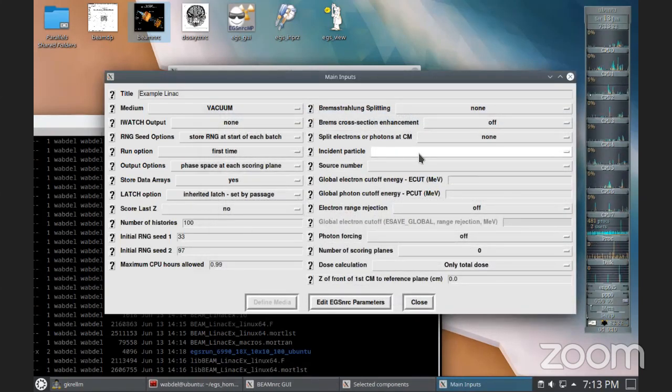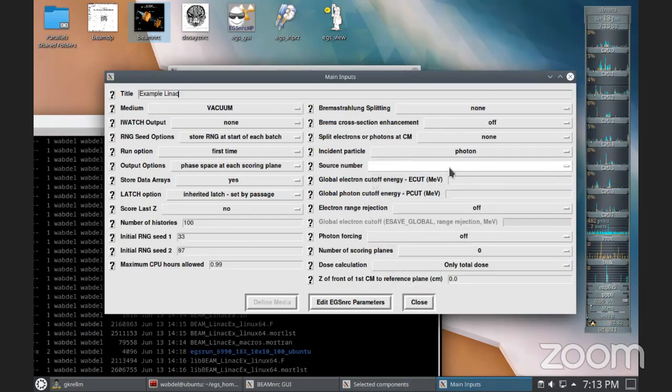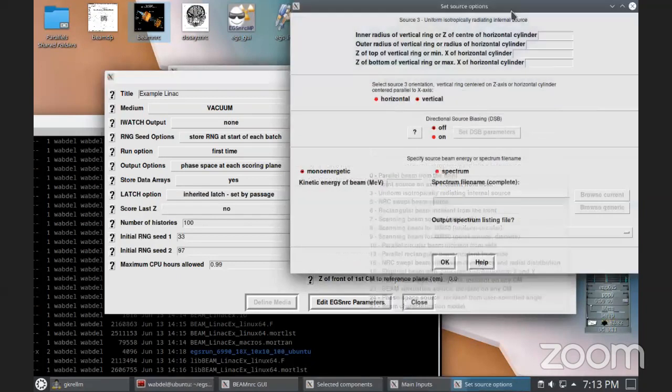Then this is where we select the source. For a linear accelerator, the source is going to be electrons hitting a target. That's why it's going to hit the first component module, which we call the target. People who are doing cobalt, for example, can use source number 3. It's a uniform isotropically radiating internal source. So suppose we're doing cobalt, you would select, okay, I have a photon beam, and I'm going to select 3.